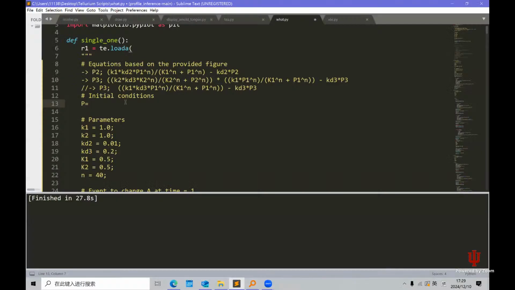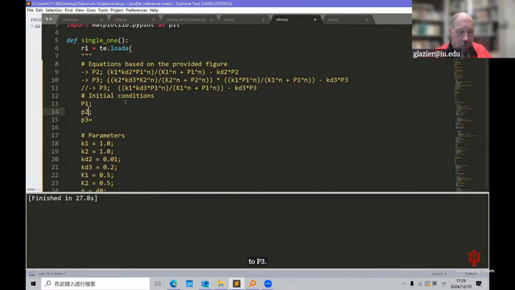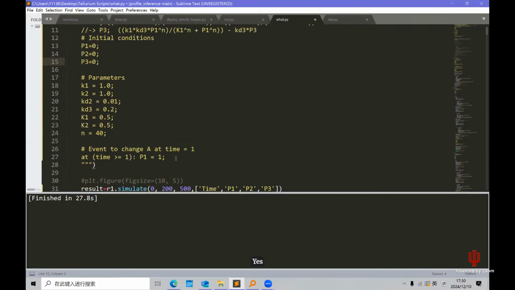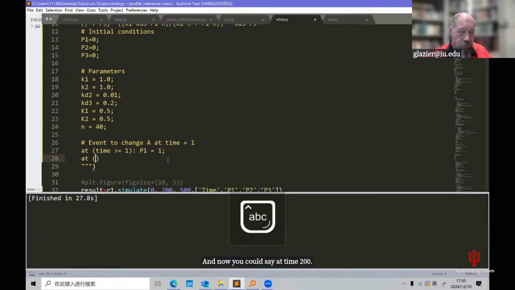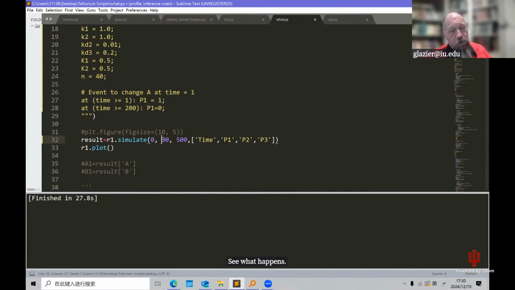So initially P1 to P3, capital. Oh yeah, right. Start with them all at 0. Yes. And so you change it to P1, right? Fine, that's fine. And now you could say at time 200, P1 equals 0. See what happens. You'll have to run to 400.